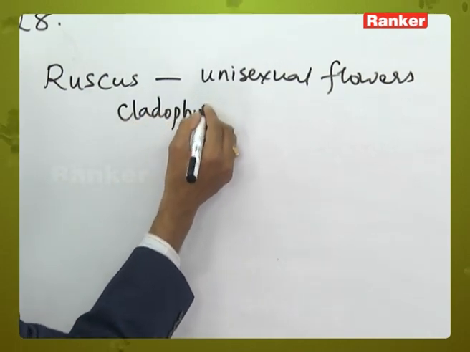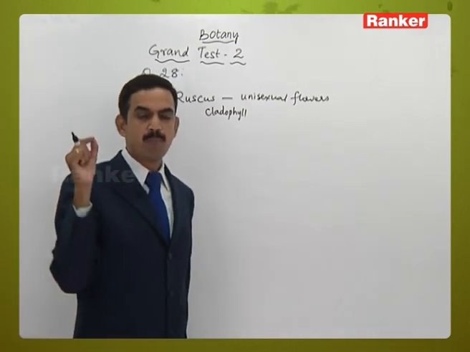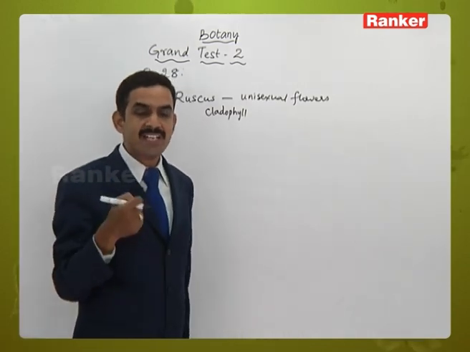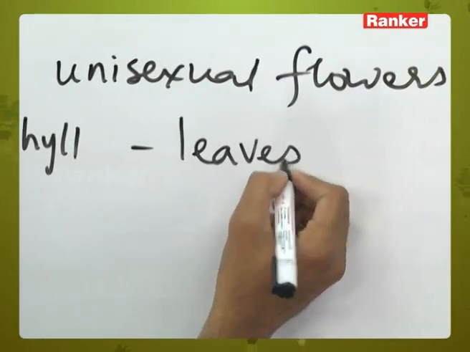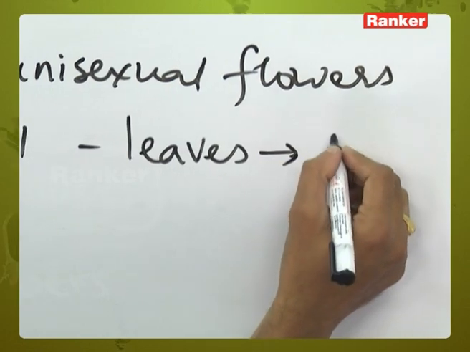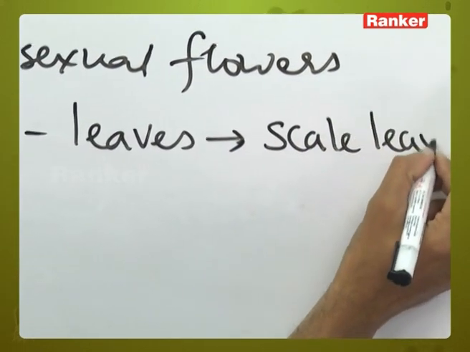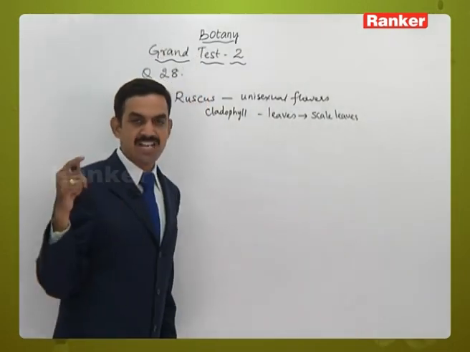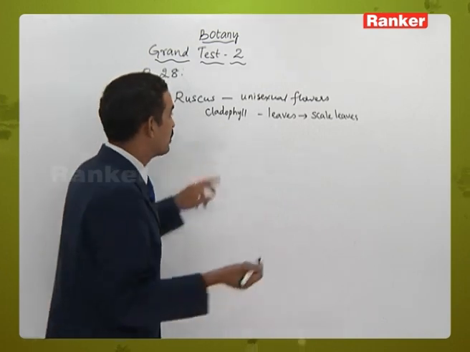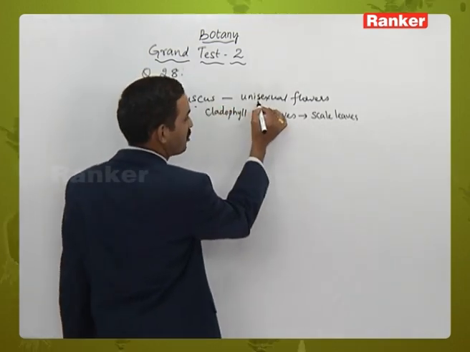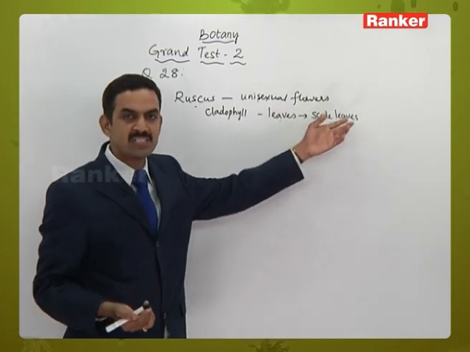That is, the stem is modified into cladophyll. Cladophyll means the branch is performing photosynthesis. Why is it doing so? Because the leaves are modified into scale leaves in Ruscus. As scale leaves do not perform photosynthesis, the function is taken up by the cladophylls. So Ruscus has unisexual flowers and its leaves show modification, that is, into scale leaves.